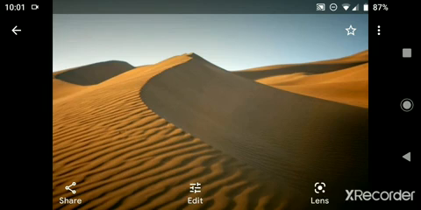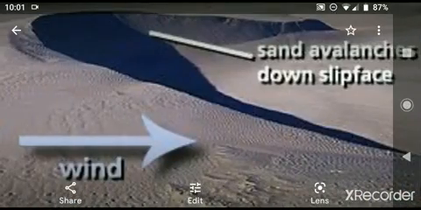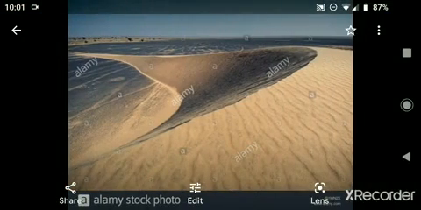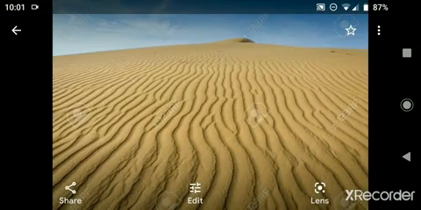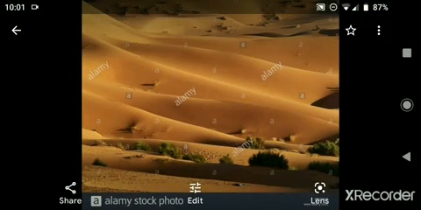According to their shape, sand dunes can be divided into two major types, barkans and seps. You can see these are the barkans. This is the picture of the barkan. This is also a type of sand dune. Next are the seps. You can see how the narrow long portion is seen in the picture. This is the sep. Sep is an Arabic word.